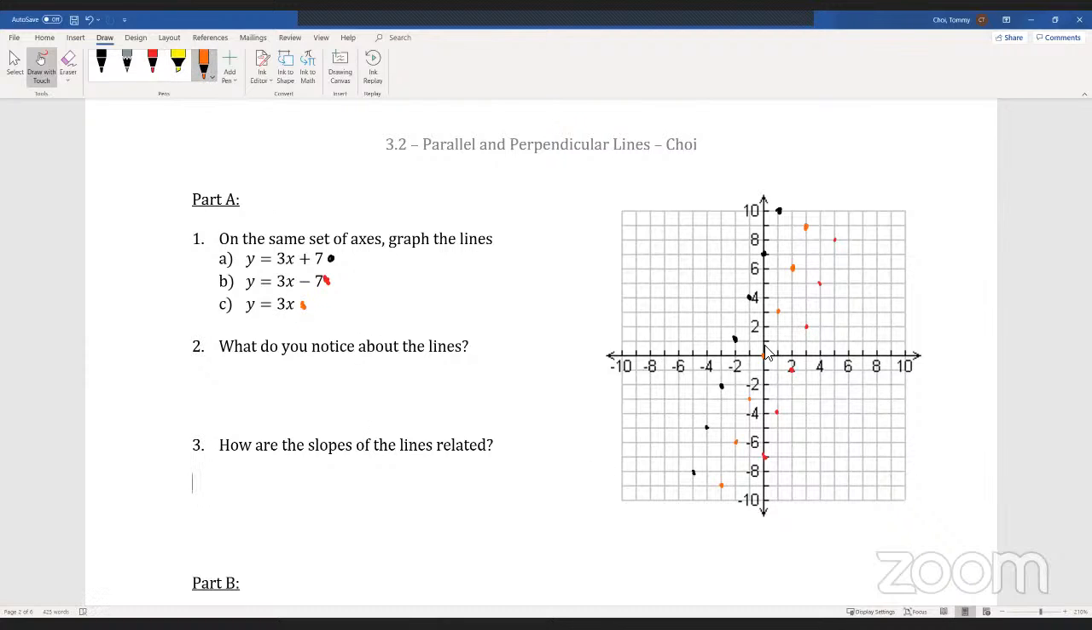So we have our 3 and we graph them. And we can clearly see, we notice the lines never meet. Or you can say touch. Or you can say cross each other, right? So the lines never meet, they don't touch. And how are the slopes of the lines related? All the slopes are the same.